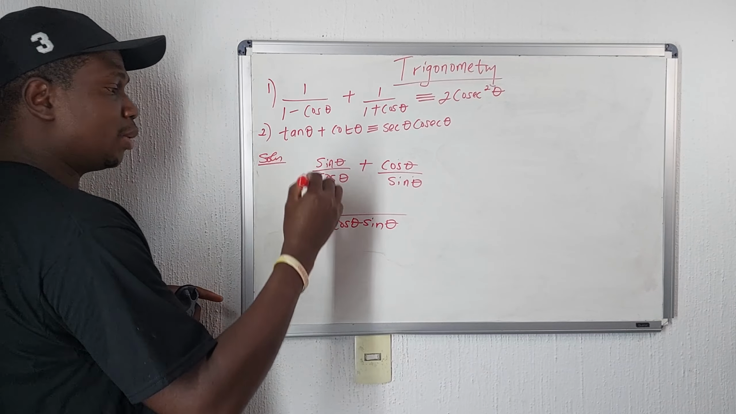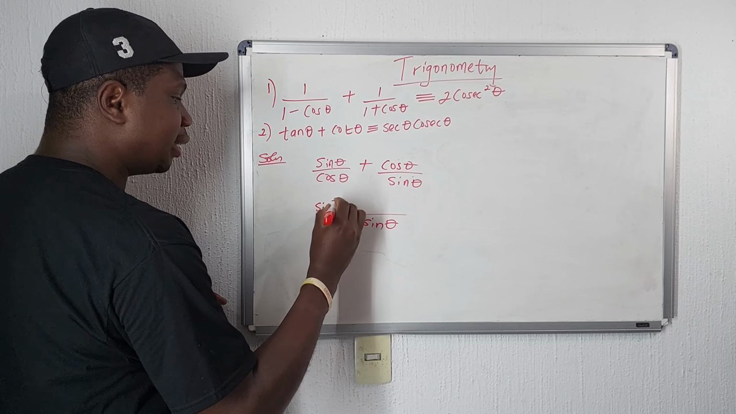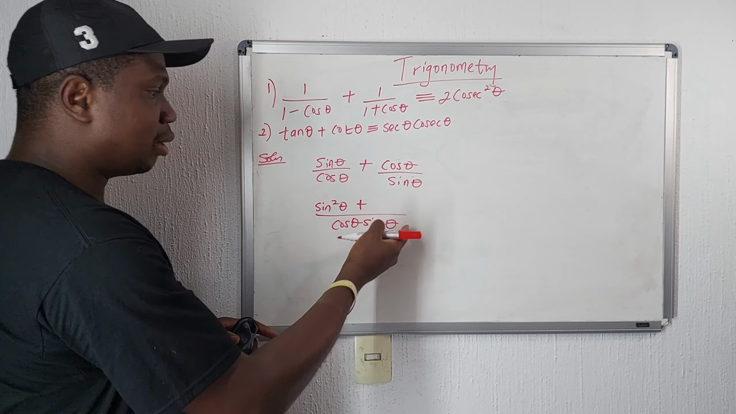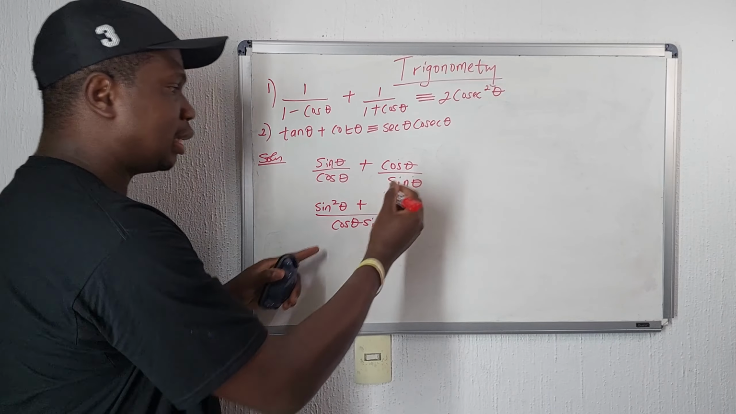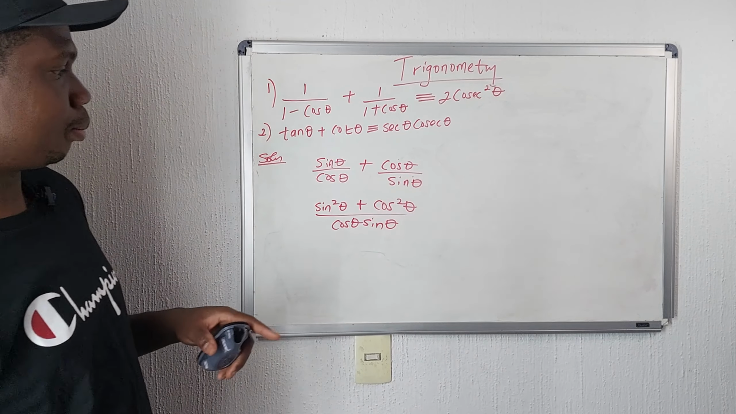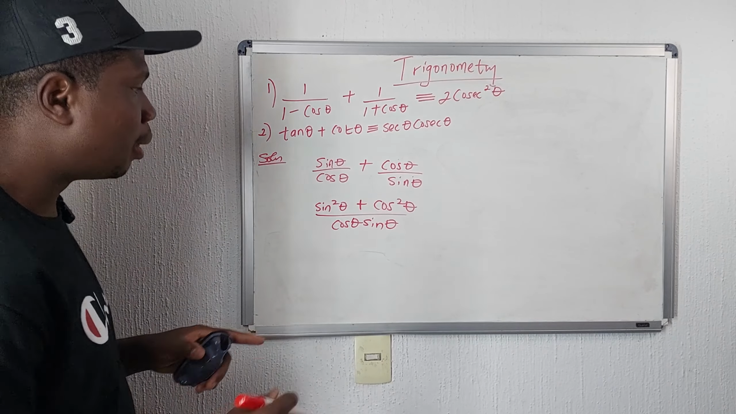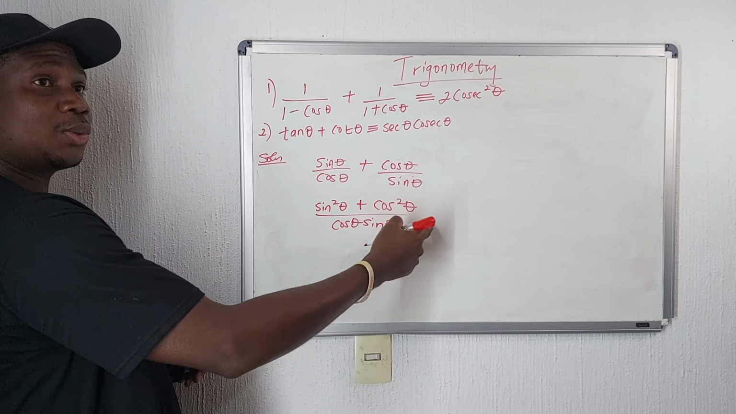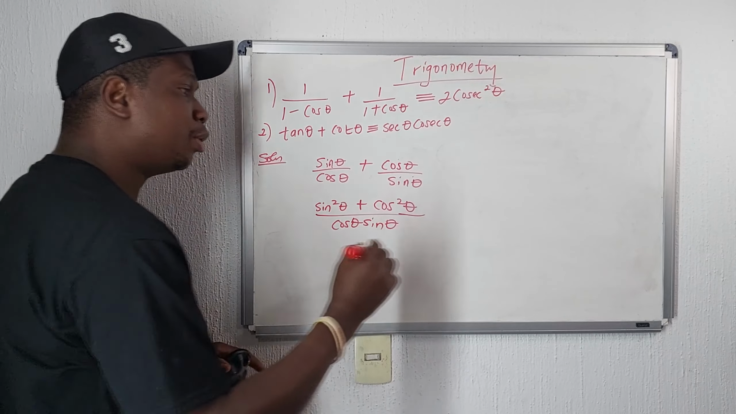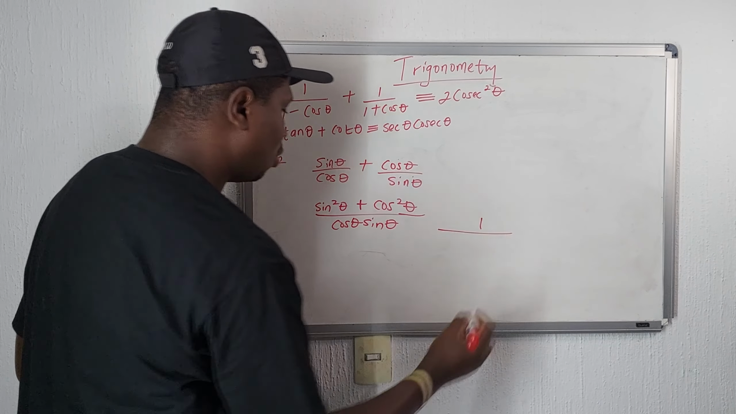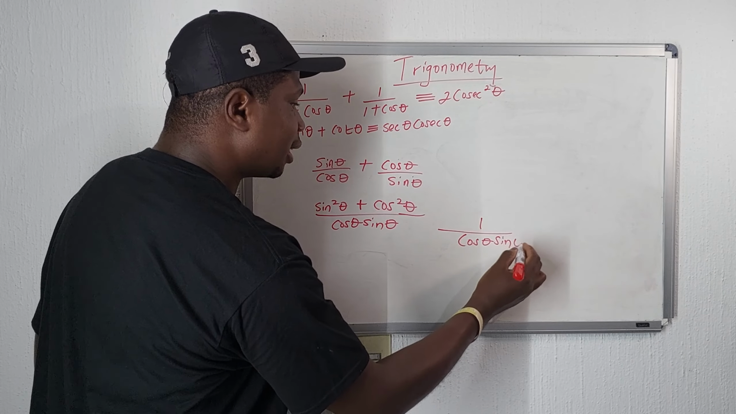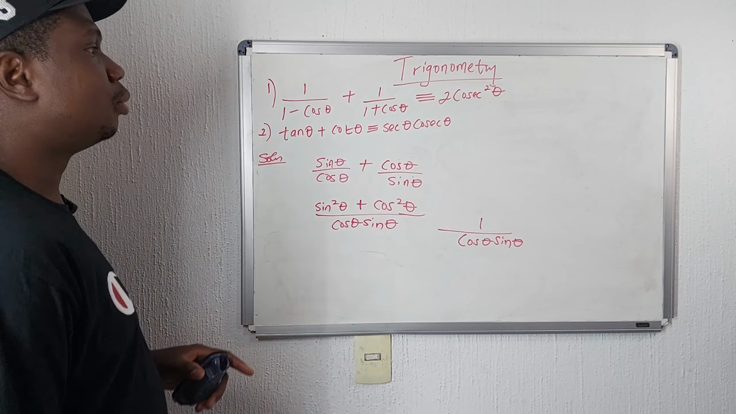So when we multiply it with this, we have sine squared theta, plus this can go with this, we're left with cos theta times cos theta, which is cos squared theta. Now, we have sine squared theta plus cos squared theta. We know from the basic trigonometric identity, which we covered in our previous video, that this is 1. So we have 1 over cos theta sine theta.